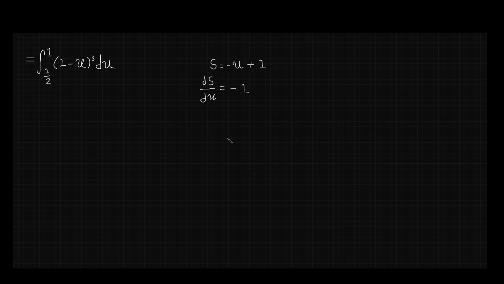We have s is set to -u plus 1, and then ds over du is equal to -1. But we are specifically interested in ds alone, and so since we set s equal to 1 minus u initially, we can algebraically manipulate ds over du equaling -1 to get ds alone. All we have to do is multiply both sides by du. Okay, so we'll find that these du's cancel, and then we're left with ds equals -du. So I'm going to clean this up.